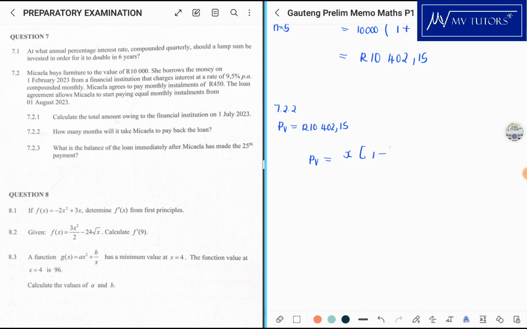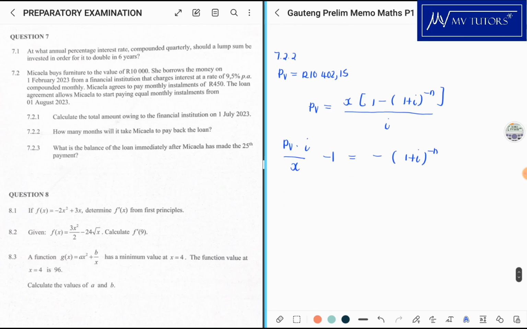So we have [1 minus (1 + i) to the power negative n], divided by the interest rate. What are we looking for again? We're looking for n, how many months it will take her to pay back the loan. So I'm going to try to write this equation in terms of n. Basically I'm going to have the present value multiplied by the interest divided by the monthly payments. Then I'm going to subtract 1, and then I'll be left with that negative (1 + i). Okay, let me just start substituting the values so that I don't mess myself up.